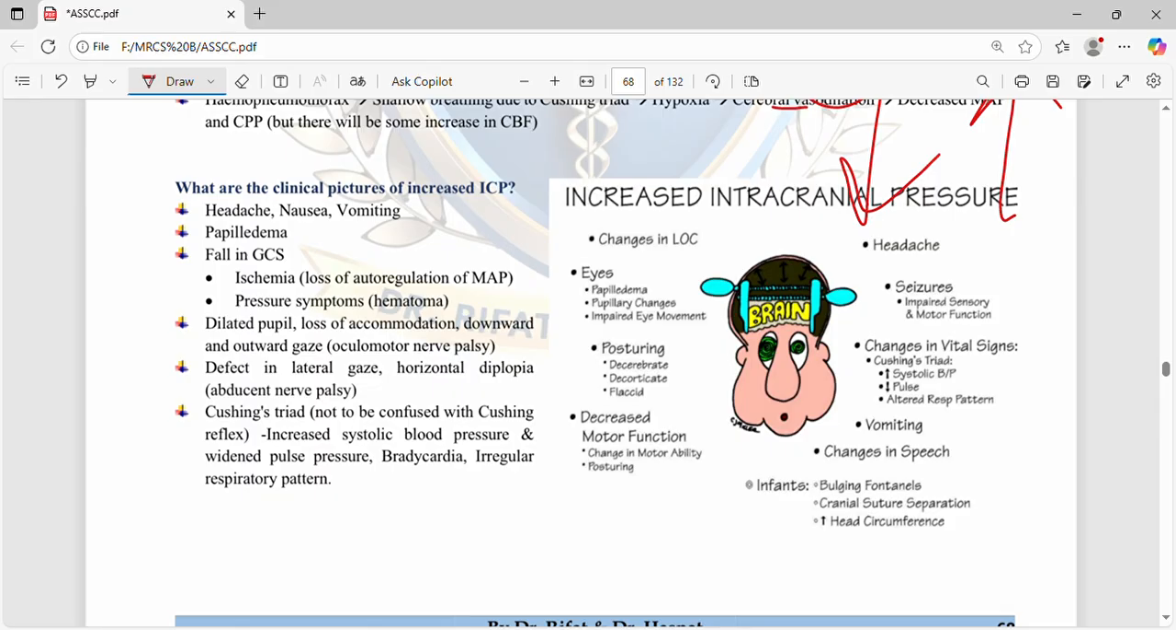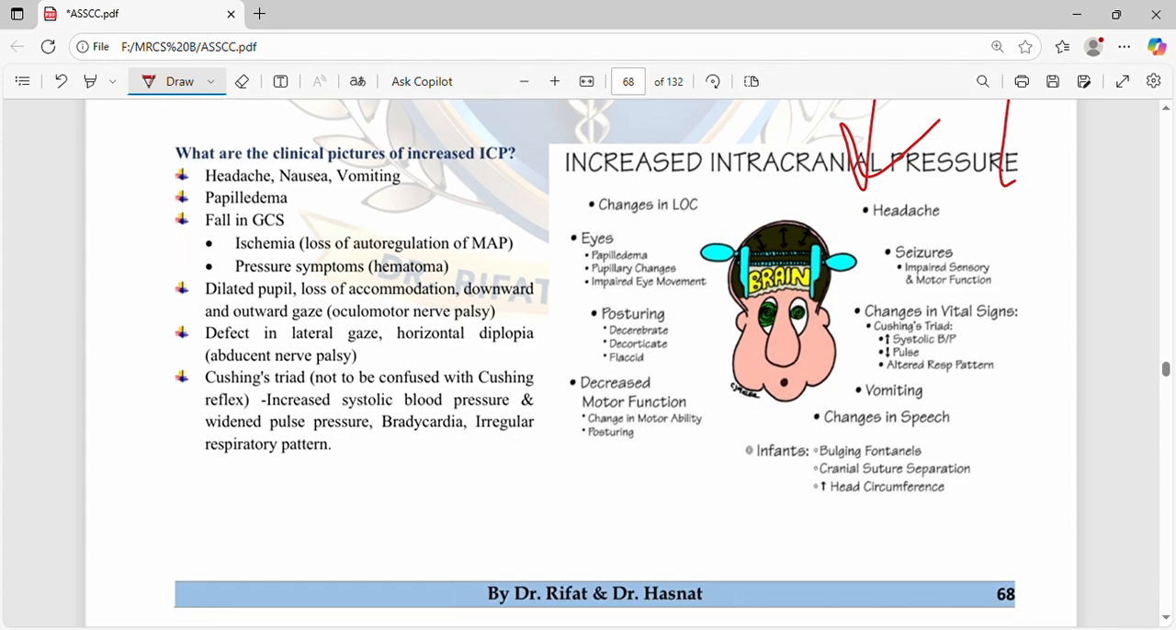Sectional palsy will also occur, and Cushing triad, not to be confused with Cushing reflex: increased systolic blood pressure, widened pulse pressure, bradycardia, and irregular respiratory pattern. Okay, so these are the diagrammatic representation of the increased intracranial pressure.